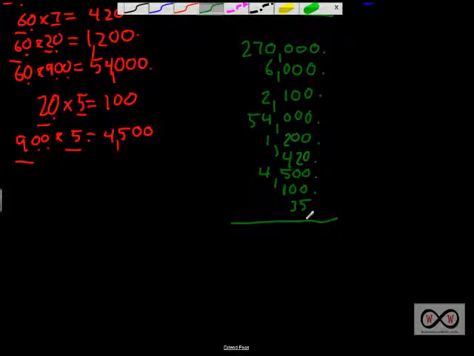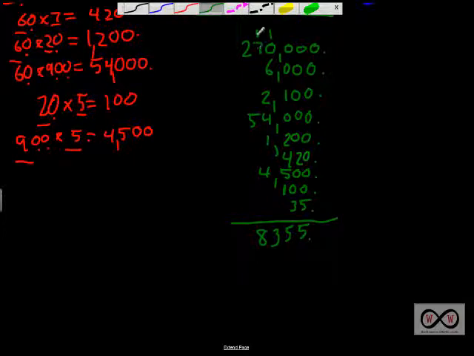Zeros all the way down until we reach that 5. So we'd have 5. Then we have zeros. We got 2 plus 3 is 5. And we have 1 plus 2 is 3. 3 plus 4 is 7. 7 plus 5 is 12. Plus 1 is 13. Carry the 1. 6 plus 1 is 7. 8, 9, 10, 11, 12, 13, 14. 14 plus 4 is 18.